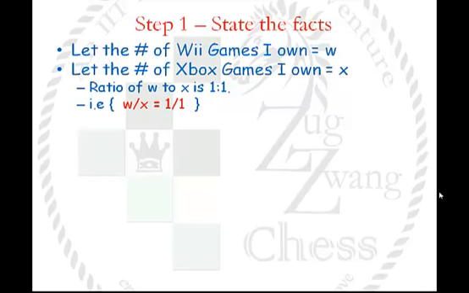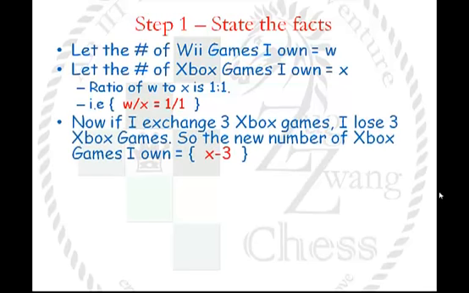So the first part of the problem states that the ratio of the games that I own is 1 is to 1. So W by X equal to 1 by 1. So the problem statement says that the ratio is 1 is to 1. But I have to convert that into an equation. And in order to do that, I have to basically convert the ratio into a fractional form. So W is to X being 1 is to 1 becomes W by X equal to 1 by 1.